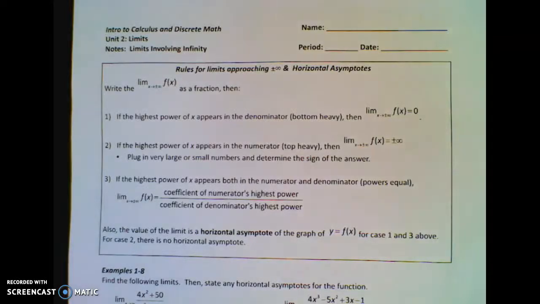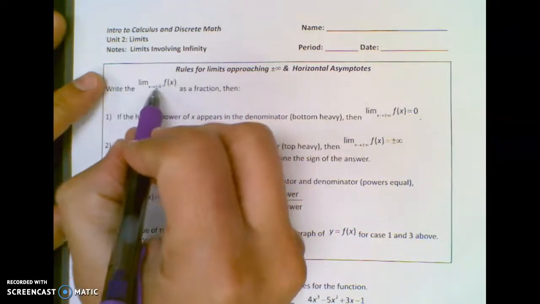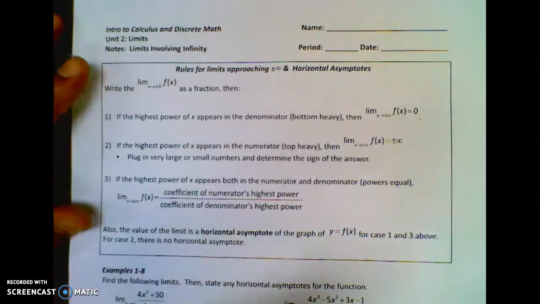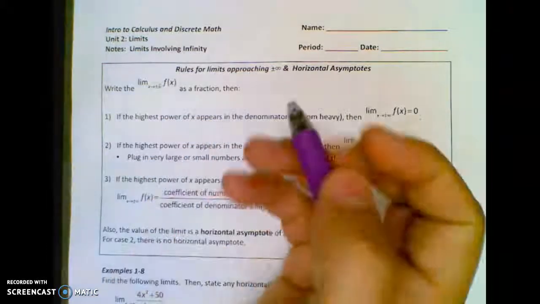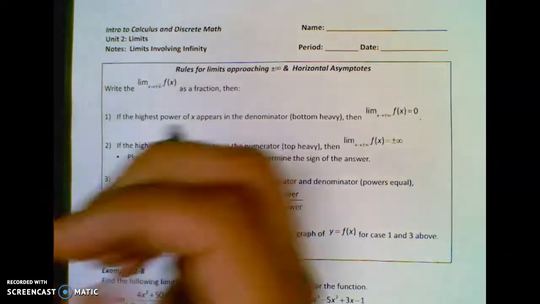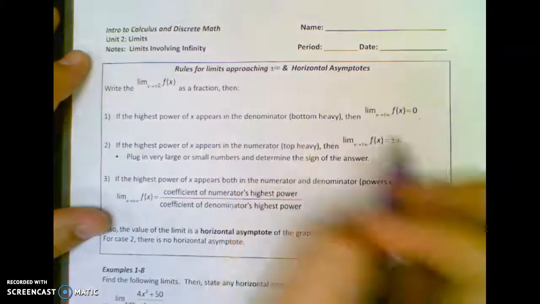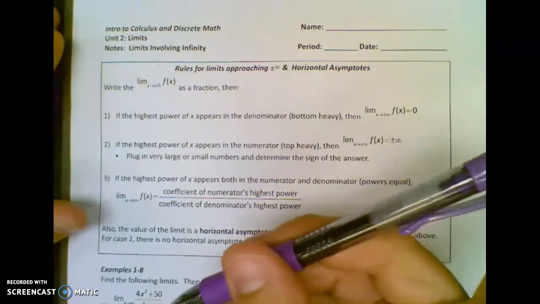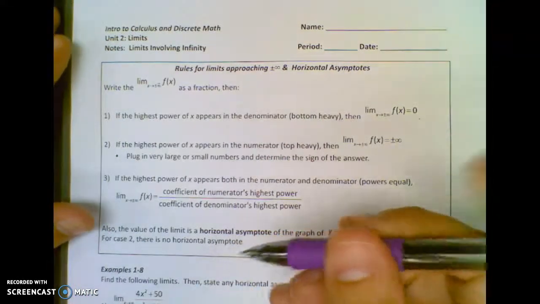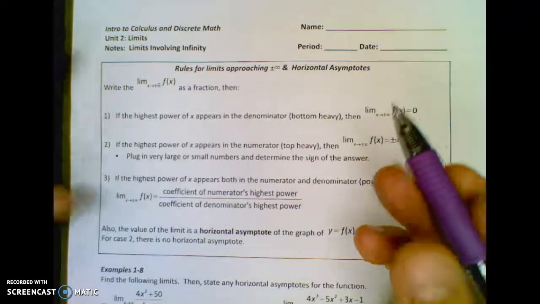Hey folks, here's some notes on limits involving infinity. Basically, we've been taking limits for a constant here. The limit as x approaches 2, or the limit as x approaches -5. But now we're going to look at what happens way, way out to the right of your graph and way, way out to the left of your graph. This is also called end behavior.